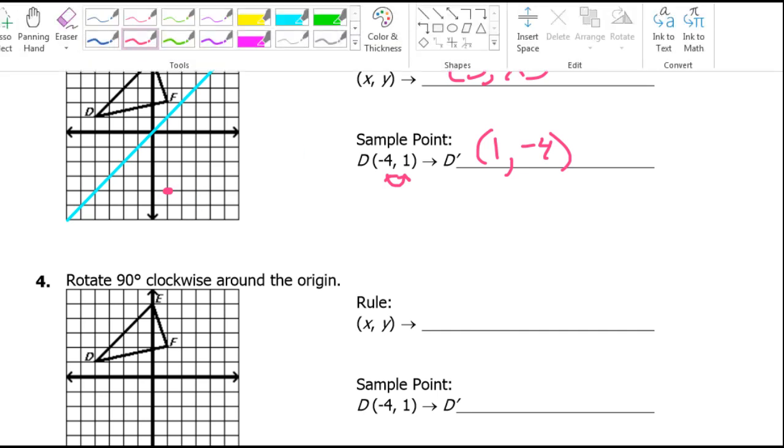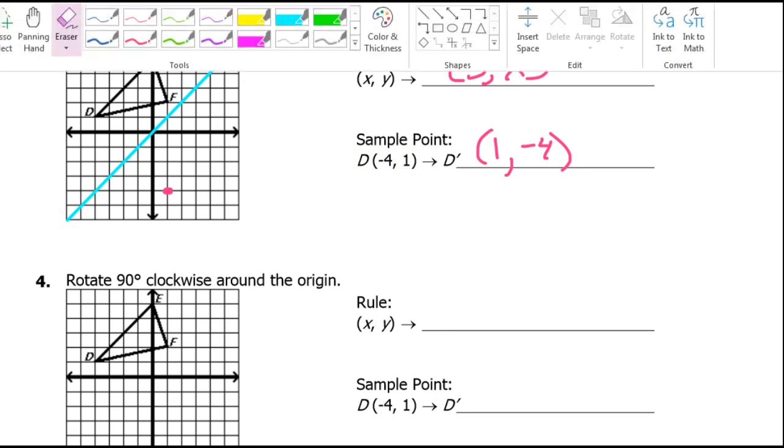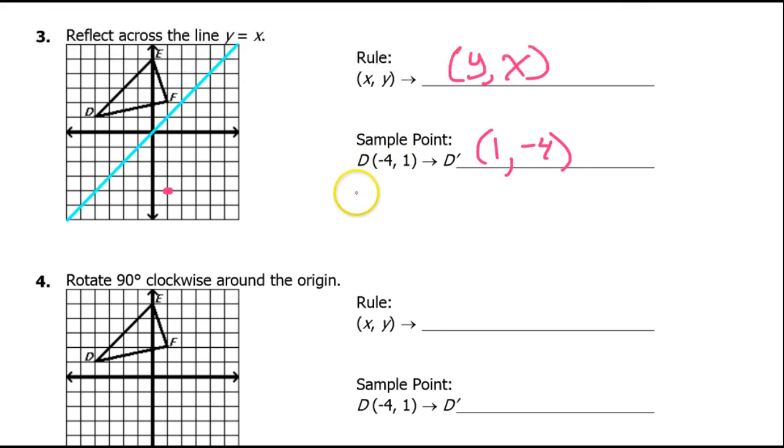But how about the other points? I think we should do all of the points the same way. So what about point E? Let's use the same approach. Point E is up here. Point E is the point 0, comma 5. So what about E prime? Again, we'll just switch them around backwards. So this will be 5, comma 0, and that will be right here. That will be E prime.